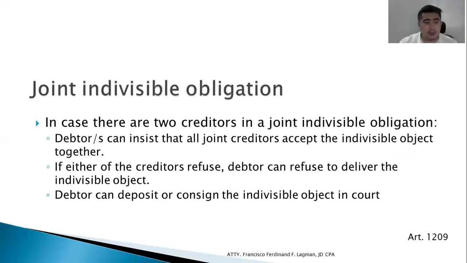So, joint indivisible obligation. In case there are two creditors in a joint indivisible obligation, the debtor or debtors can insist that all joint creditors accept the indivisible object together. If either of the creditors refuse, the debtor can refuse to deliver the indivisible object. So in this case, ano gagawin kapag merong refusal by the creditor? The debtor can deposit or consign the indivisible object in court. Right? So let's not forget the word consignation.